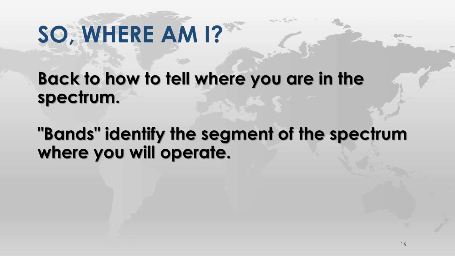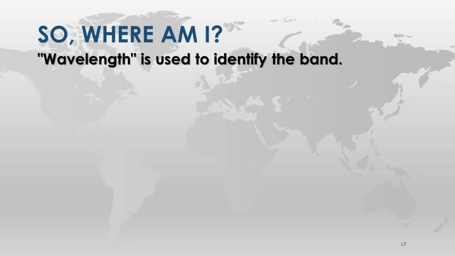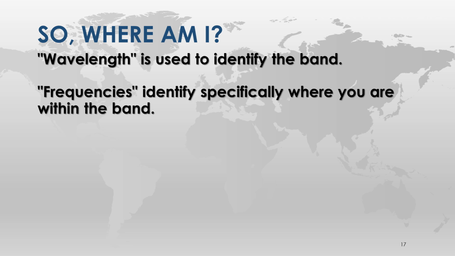I still have one of these posted right in front of my radios, and I refer to it all the time. So the bands identify the segment of the spectrum where you're going to be operating. The wavelength is used to identify the band. Frequencies identify specifically where within the band that you are. So 2 meters is a band from 145 to 148. So that tells you specifically where you are in that band.